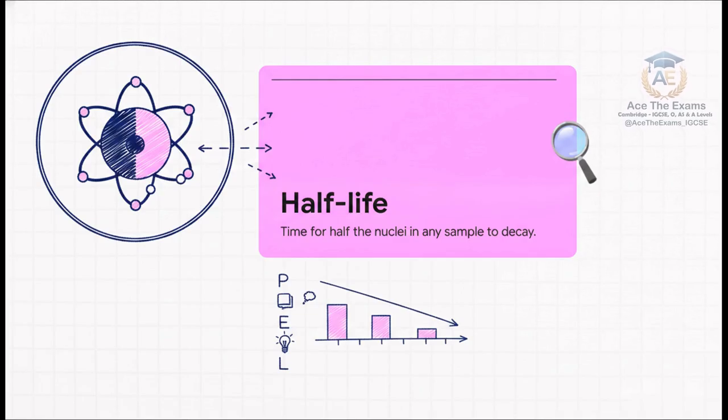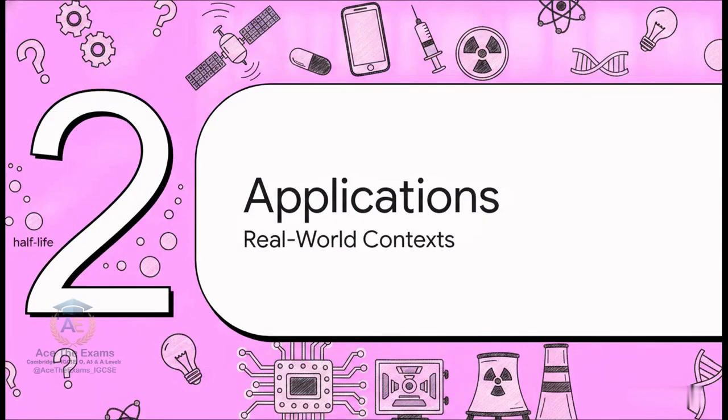But the examiner, they are literally scanning your page with a specific checklist. They need to see the phrases half the nuclei, any sample, and time taken. If you miss even one of those details, the harmony of your answer is completely lost, and you drop an easy mark. You have to anchor your responses in this fundamental physics definition first, before you start building your evidence and your explanation. Moving right along to Section 2, Real-World Applications.